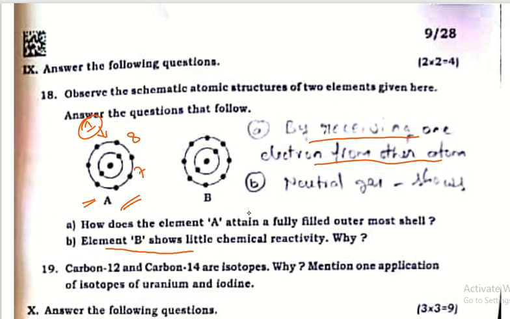And element B shows little chemical reactivity. Why? Because the outermost shell is completely filled. Therefore it can't react with any other atoms. Since it is completely filled, it is called an inert element, that is, a noble gas.